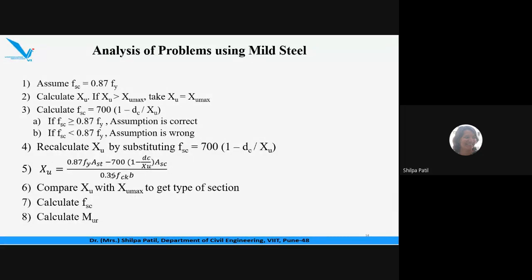Is it clear? Yes, ma'am. Okay. Any other doubt from any other student regarding these calculations? If not, then we will solve one numerical example today. Shall I proceed to the example? Yes, ma'am. Okay.